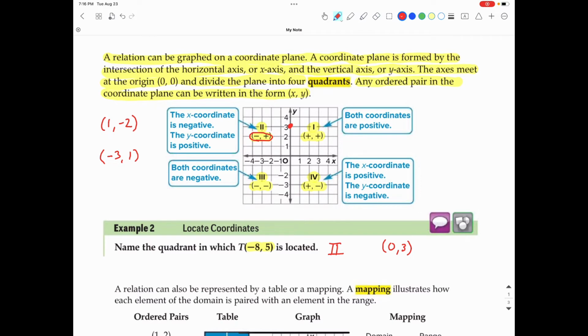Well, notice that's not on a coordinate. It's actually on one of the axes. It's on the y-axis. So we would say that the quadrant that 0, 3 is located on, it is not in a quadrant. We could say that it is on an axis. We could say it's on the y-axis, but it is definitely not in a quadrant.